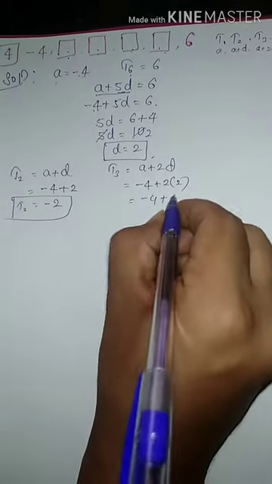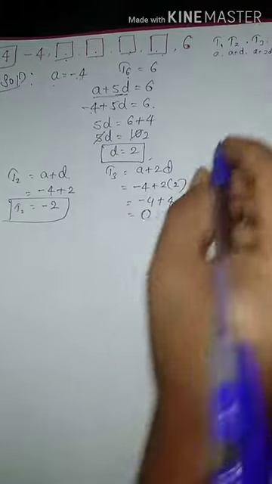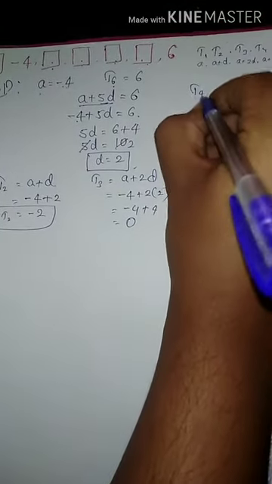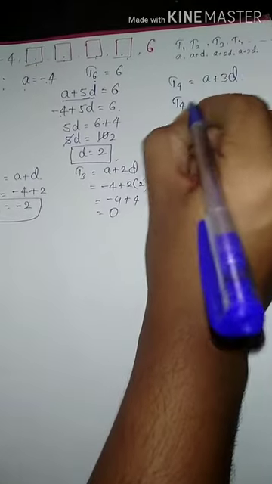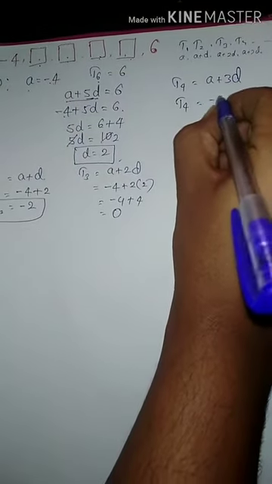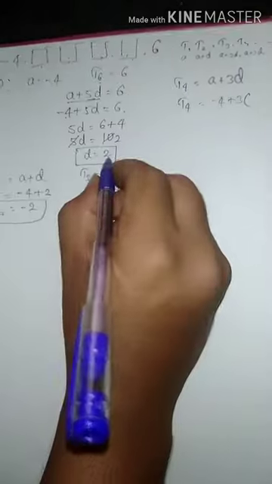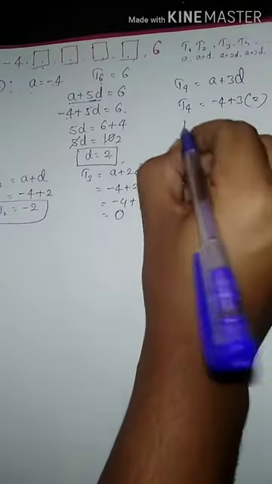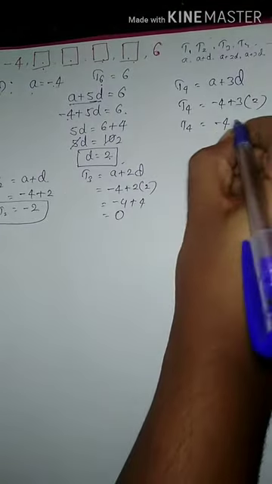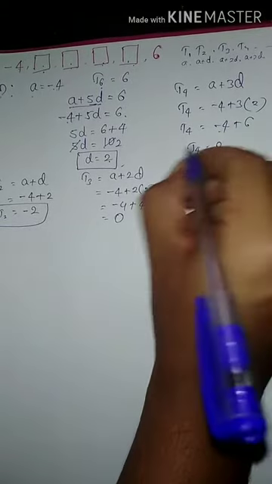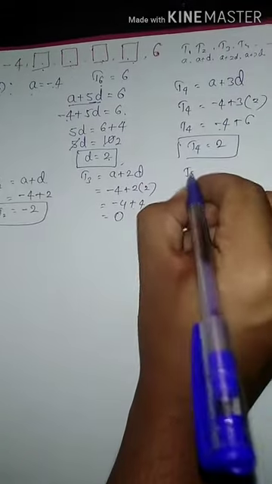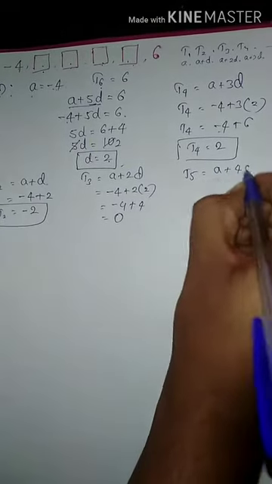Minus 4 plus 2 2s are 4. Minus 4 plus 4 get cancelled, 0. Next T4, A plus 3D. T4 is equal to, A is how much? Minus 4 plus 3, D value is 2. So T4 is equal to minus 4 plus 3 2s are 6. So T4 is equal to minus 4 plus 6 is plus 2. And next T5 is equal to A plus 4D.